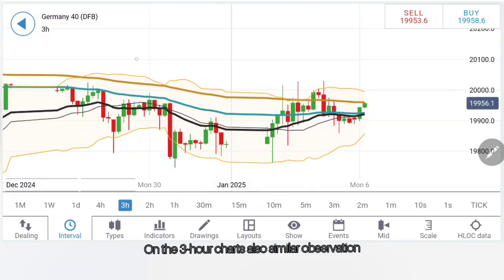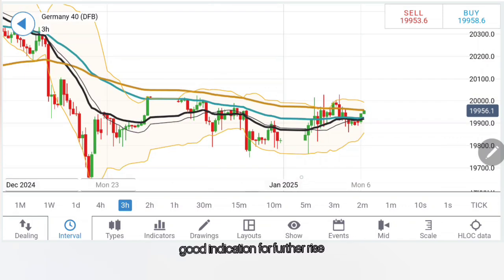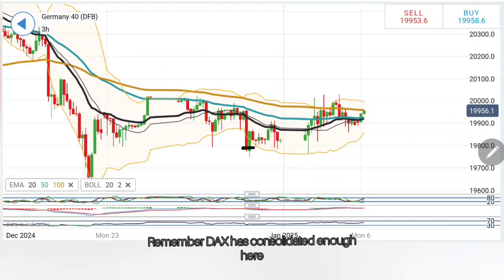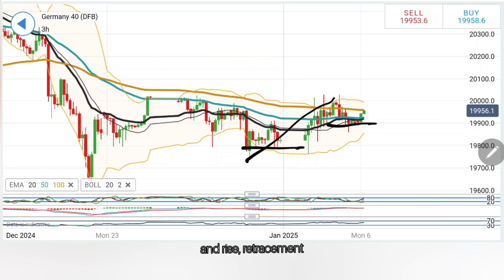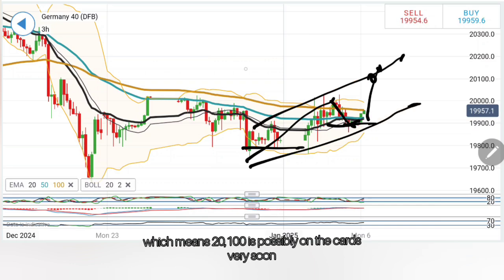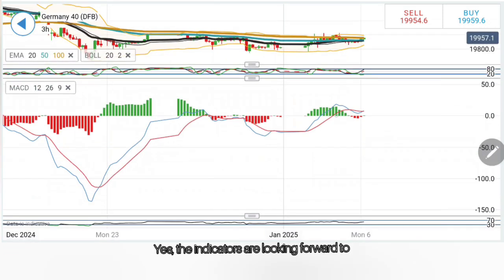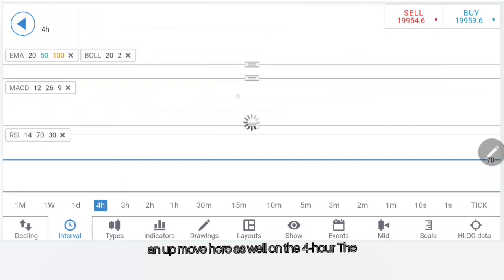On the 3-hour charts, also a similar observation: forming the support, trying to break, trying to bounce back, and a move beyond 20,000, 20,050 should be a good indication for further rise. Remember, DAX has consolidated enough here, with a rise, retracement and second high, so it can move towards higher highs, which means 20,100 is possibly on the cards very soon. Yes, the indicators are looking forward to an up move here as well.